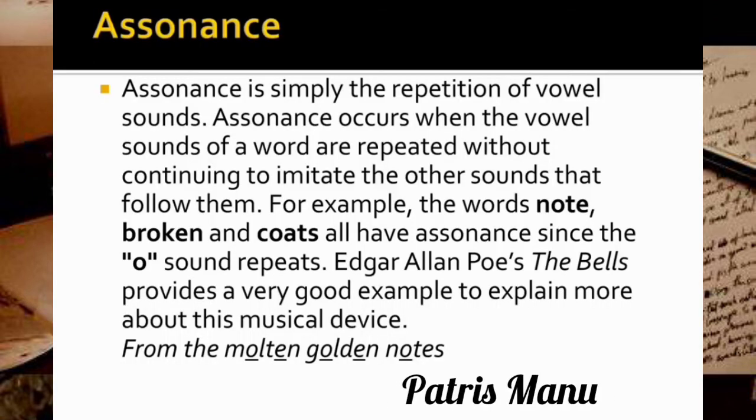Assonance. Assonance is simply the repetition of vowel sounds. Assonance occurs when the vowel sounds of a word are repeated without repeating the other sounds that follow them. For example, the words not, broken, and couch all have assonance since the O sounds repeat. Edgar Allan Poe's The Bells provides a very good example to explain this musical device.